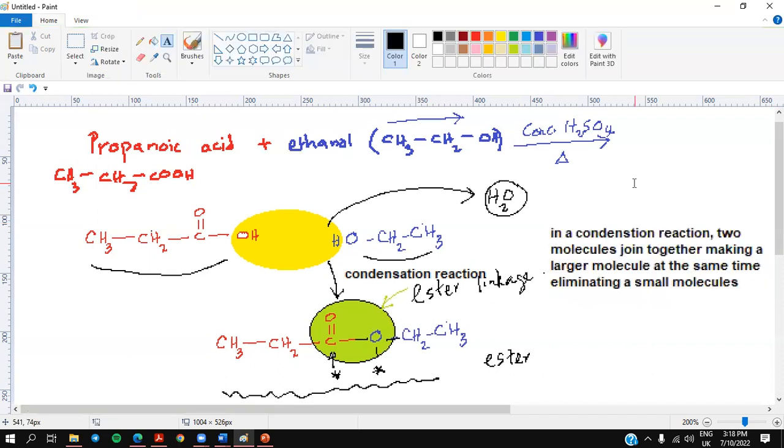This is actually an in-detail explanation of the esterification reaction. If you want to take down any note, you have just 1 minute. If you take a screenshot of this, I can go to the next part of the lesson. Okay.